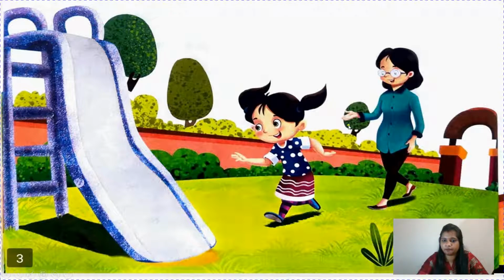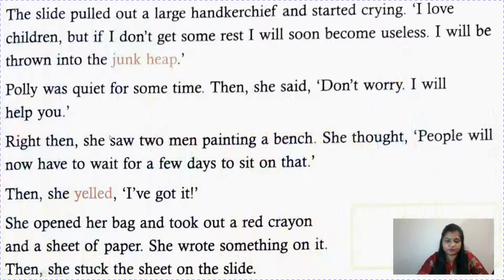This is Polly. She is her mother. Beautiful flowers are there, and this is that slide, silver slide, children. Okay, and this slide speaks. What an amazing thing, right? Okay, the slide pulled out a large handkerchief.